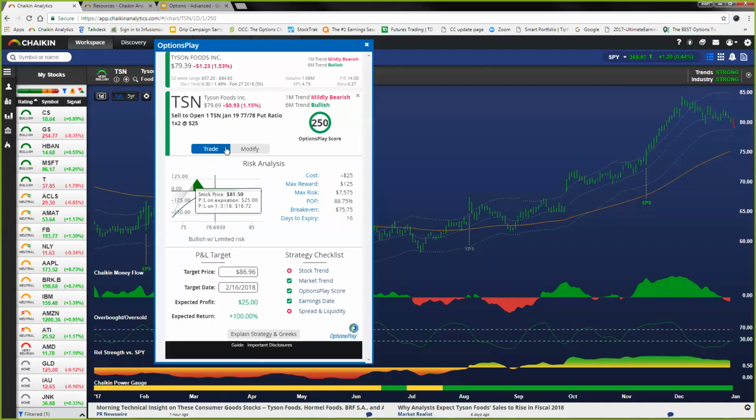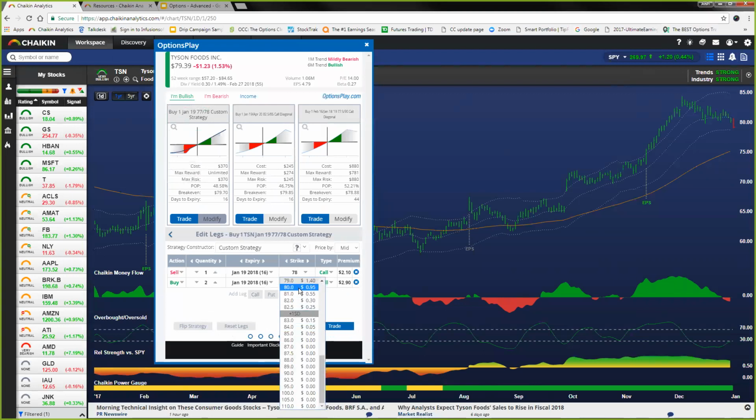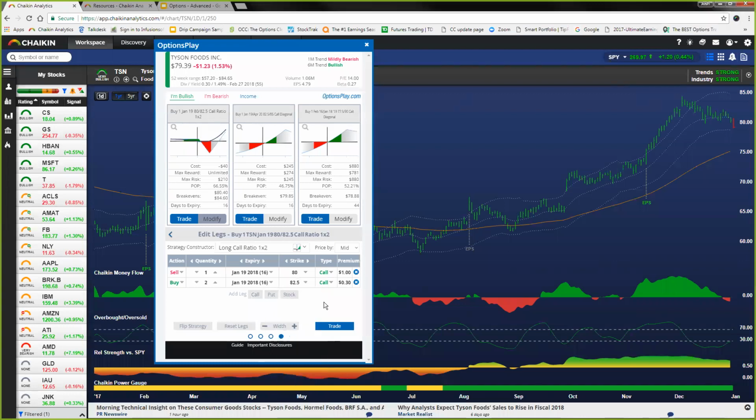Let's look at Tyson for this sort of trade. So in a back ratio spread, we sell one at the money to buy out of the money. So in this case, let's say we buy the 80 and then we would sell, let's say, the 82 and a halves. Boom. Oops, backwards. There we go. No, no, no, no. I was right. I'll go a little bit farther out in time. There we go.